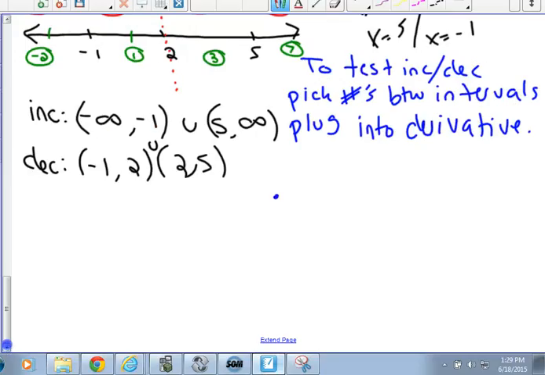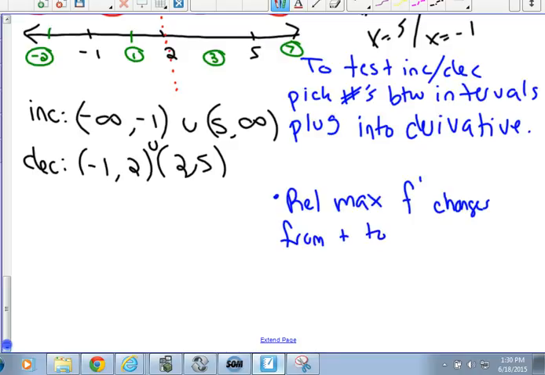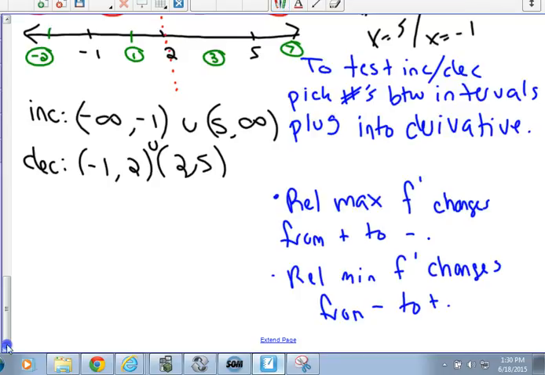If you want to write a little note for yourselves, the relative max happens when f prime changes from positive to negative. There's a relative min when f prime changes from negative to positive. If you aren't sure, think about what it's showing you: a max happens when you're going from increasing to decreasing. That's going to be a max. This one's going from negative to positive, so we're going to get a min. That makes sense when you think about it like that.